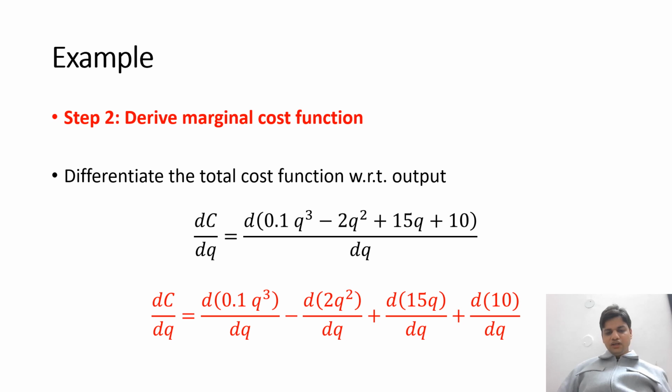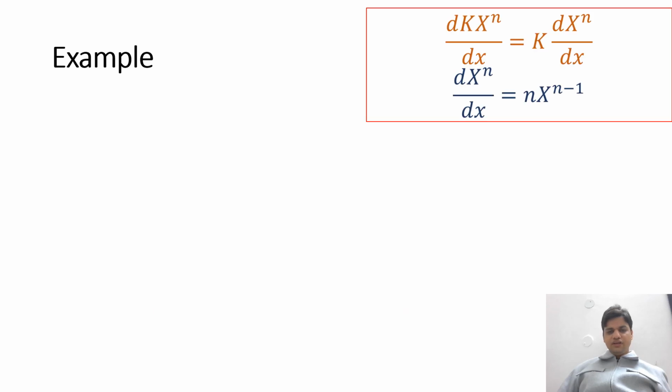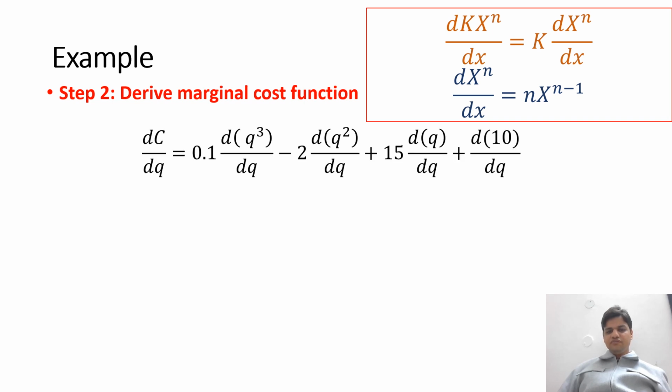So here we are applying d by dq to each component. Then going further, I will first discuss how to do differentiation. Logically, if k is any constant which is associated with any variable x, then during differentiation k will be taken out. Then if you have to differentiate x to the power n with respect to x, the differentiation is n x to the power n minus 1.